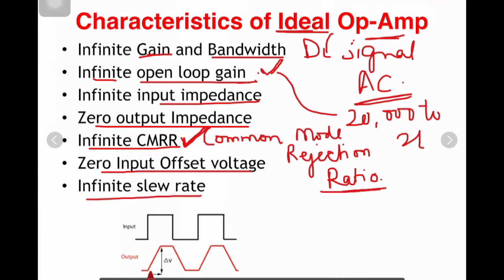Infinite slew rate. The slew rate is the rate at which the output of an operational amplifier can change with respect to the input. Every minute change in the input should be captured by the operational amplifier, amplified, and made available at the output, as you can see. But practically it is not the case. When we apply a square wave at the input, we do not get a square wave at the output, but a delayed output.